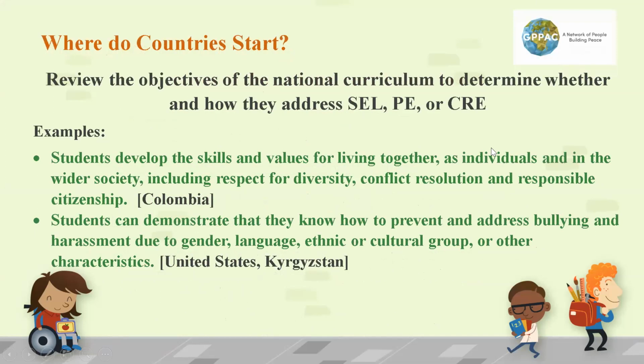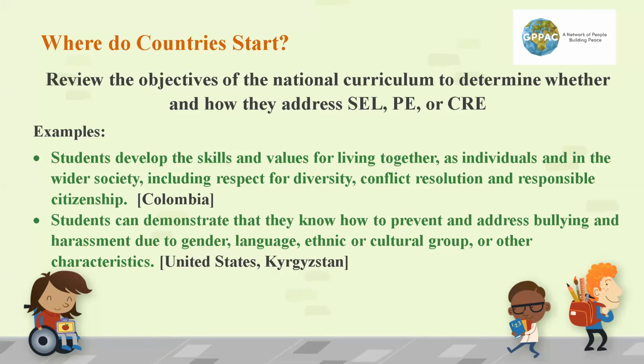So where do countries start? One of the tips for starting is to review the objectives of the national curriculum to determine whether and how they address social emotional learning, peace education, or conflict resolution education already. Some of the examples are included in detail in the guidebook. For instance, one of our special guests coming up in later segments will be from Colombia. There, students develop the skills and values for living together as individuals and in the wider society, including respect for diversity, conflict resolution, and responsible citizenship.